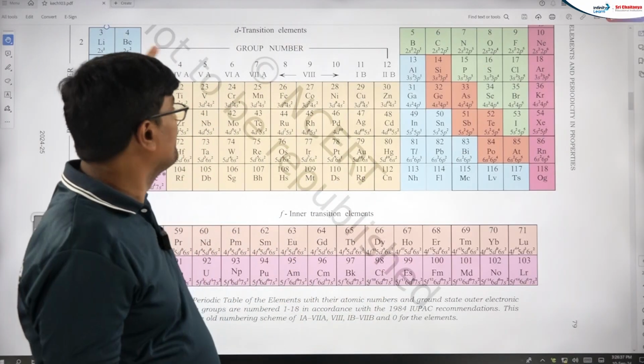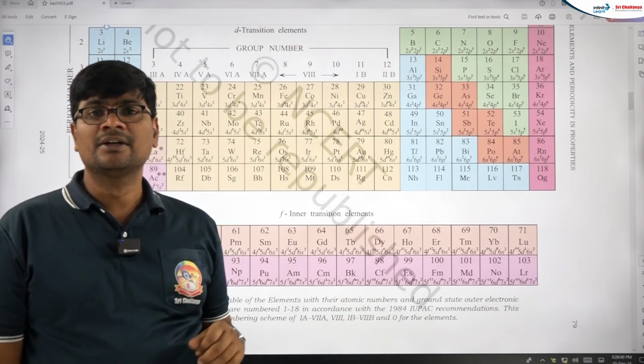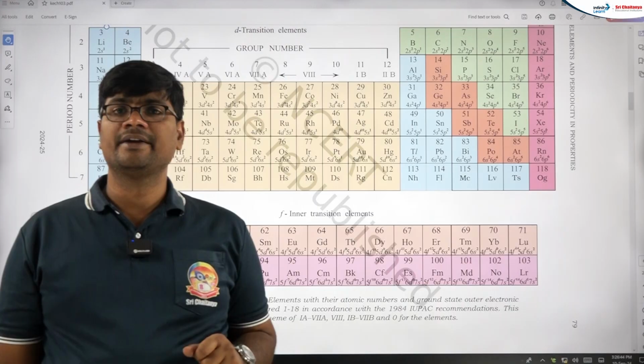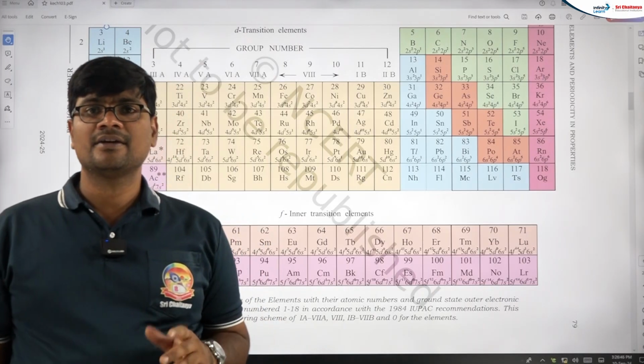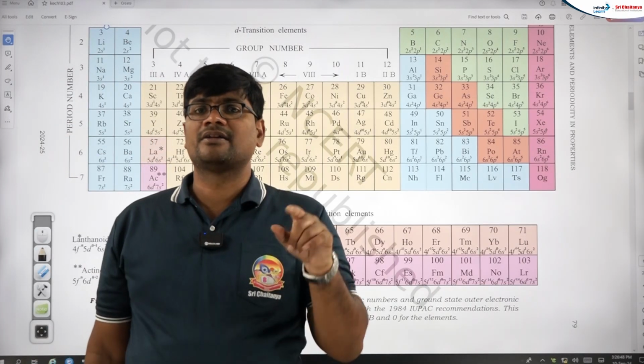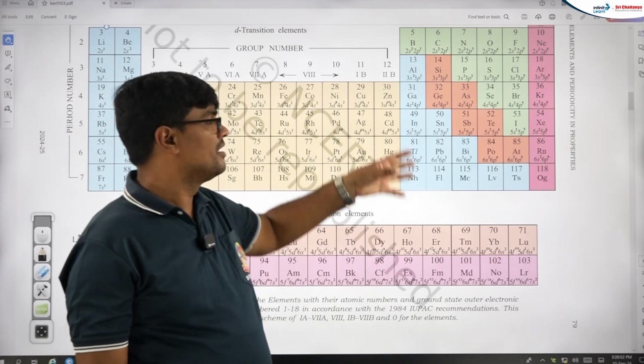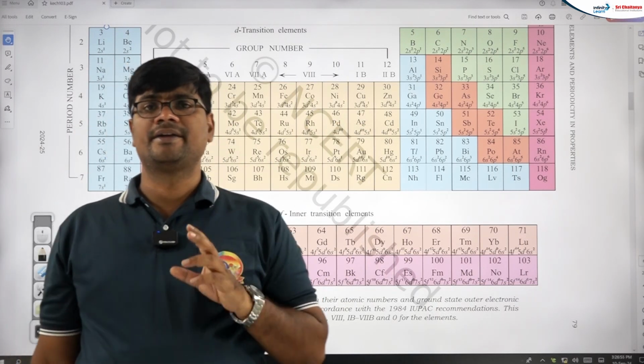The first period has 2 elements. What are they? Hydrogen and helium. The next period has 8 elements, and the third period also 8 elements. Then the fourth period has 18, the fifth period 18, the sixth period 32, and the seventh period also 32 elements. So this is the broad outline of the periodic table.